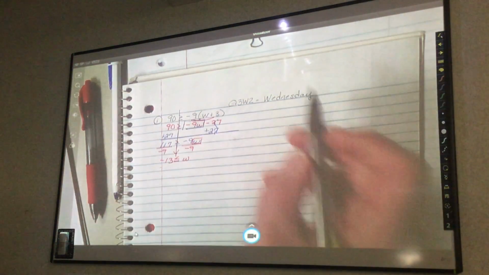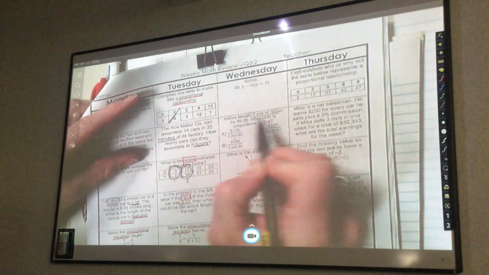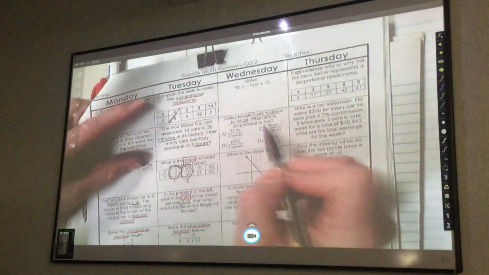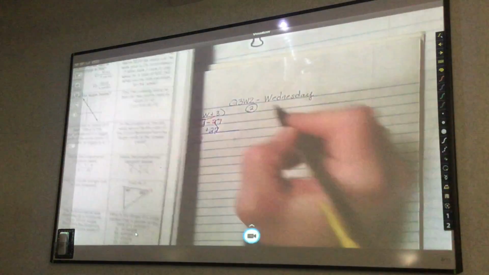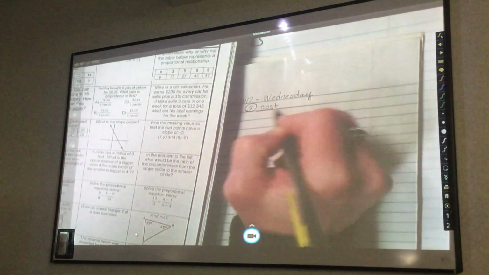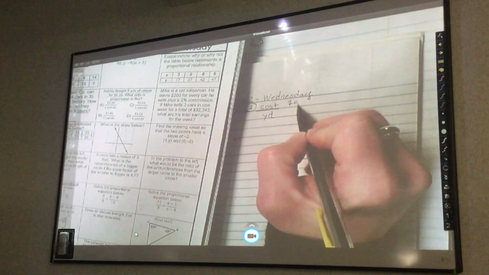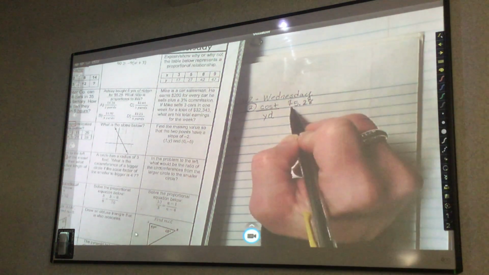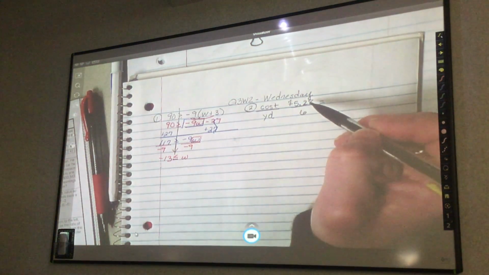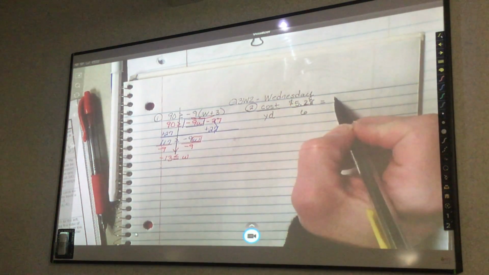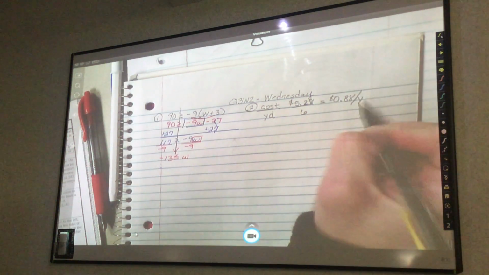Number 2. Ashley bought 6 yards of ribbon for $5.28. What ratio is proportional? So it's always cost, and this is cost per yard. So it is $5.28 for 6 yards. I'm finding the unit price of that. So I take $5.28 divided by 6, and I get 88 cents per yard.